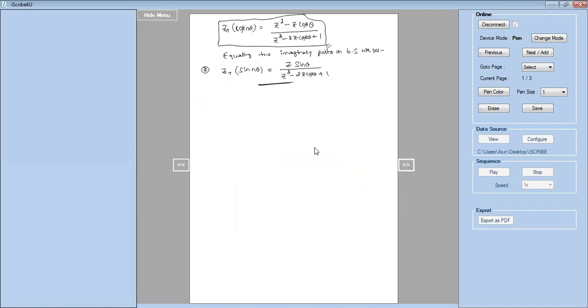Now, the third one. The third one, the z transform of k power n into cos n theta. So if you ask this, what we have to do? So I'll write like this.